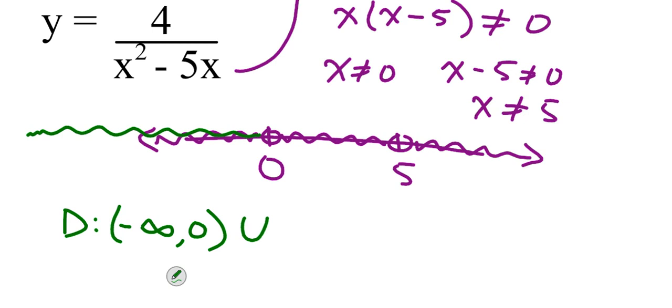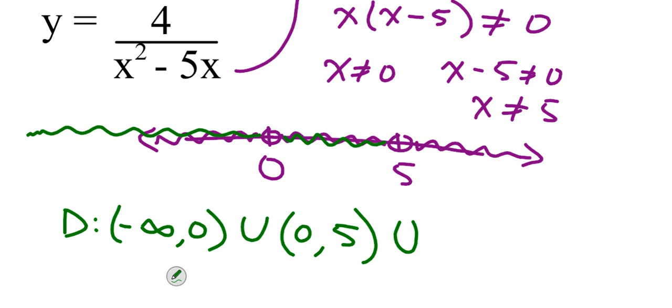Or x could be from 0, placeholder 0. Now, you understand what I mean by placeholder. It's holding a place because 0 is not allowed, but 0.0000001 is allowed, right? So that's just a placeholder. We're going from 0 all the way to 5. 5 is a placeholder. We're going to use parentheses.